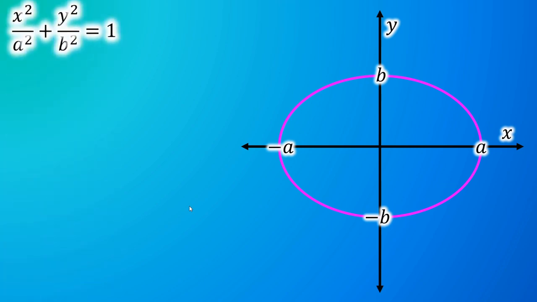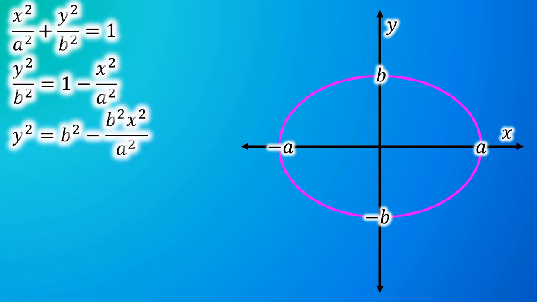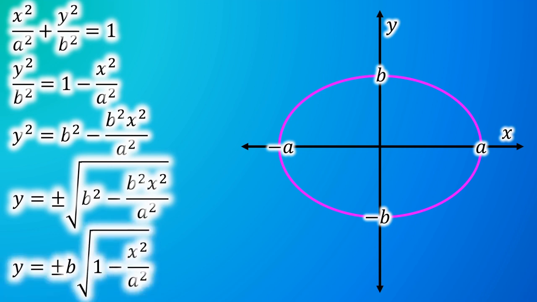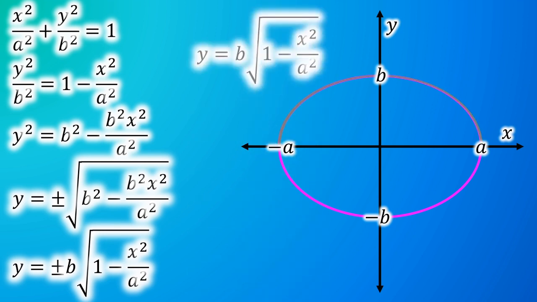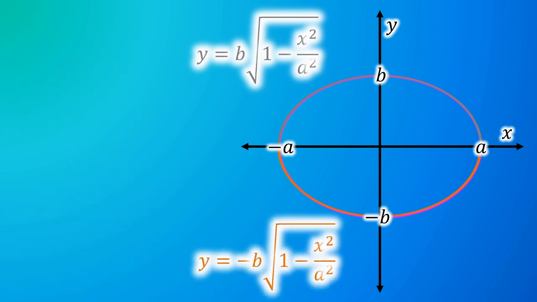Now the equation of the ellipse, if it's centered at the origin, is x squared over a squared plus y squared over b squared equals 1. Then subtract x squared over a squared from both sides, multiply b squared to both sides, and solve for y. Then take the b squared out from inside the square root, and it becomes b outside the square root. So this would be the plus b square root, and this would be the minus b square root.